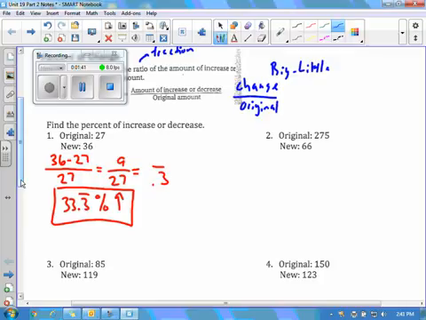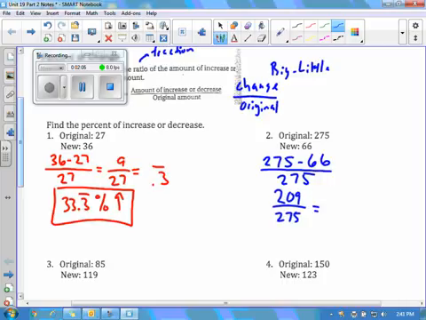Let's look at the second example. I have an original of 275 and a new of 66, so I need to do my change over my original. My change is always my bigger number, which is 275, minus my smaller number, which is 66. My denominator is always my original. 275 minus 66 is 209, so we need 209 divided by 275. When we divide that out, we get 0.76. Turn that into a percent, and that gives me 76%. Now, my new number is lower, which means this is a 76% decrease. So I need to either write decrease or draw a down arrow.